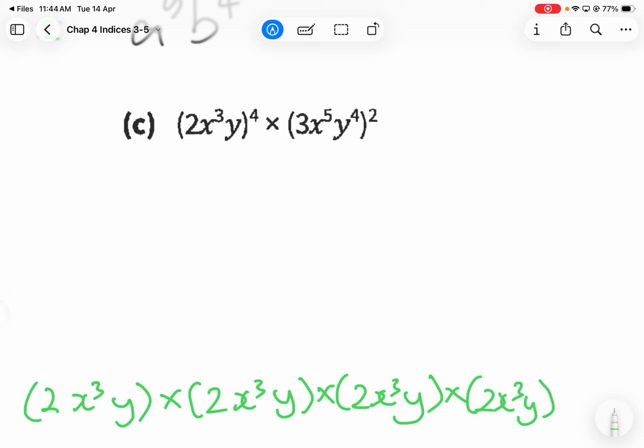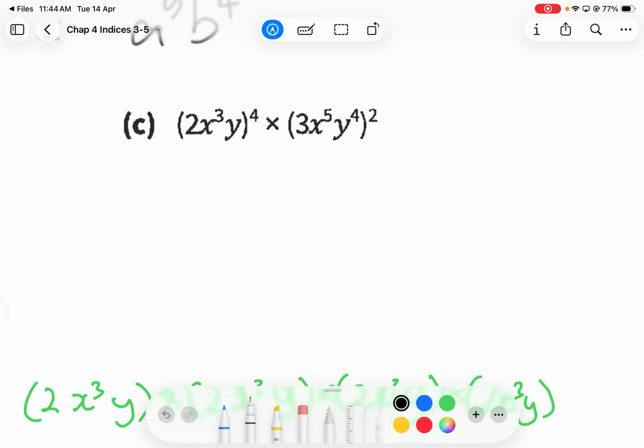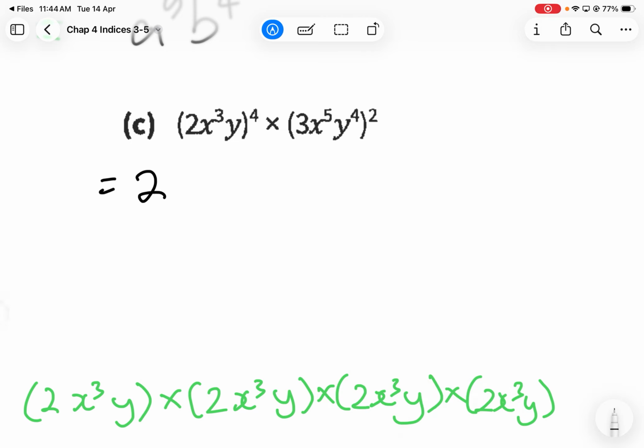Okay, so if this bracket is multiplied by itself 4 times, can you see that the 2 from inside the bracket will multiply by itself 4 times? So when I expand this bracket, it will become my 2 multiplied by itself 4 times. So 2 to the power of 4.